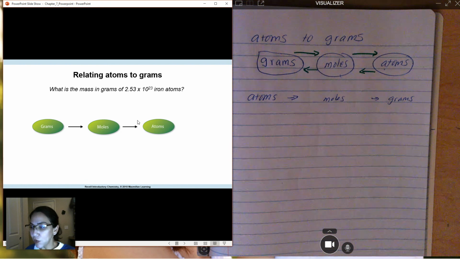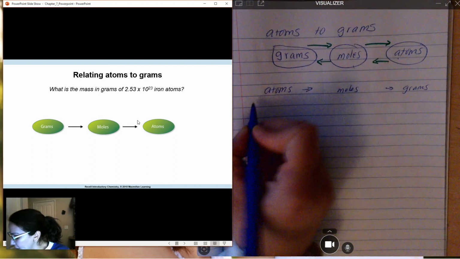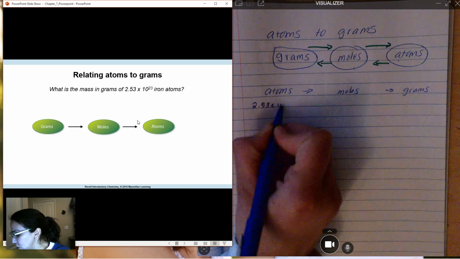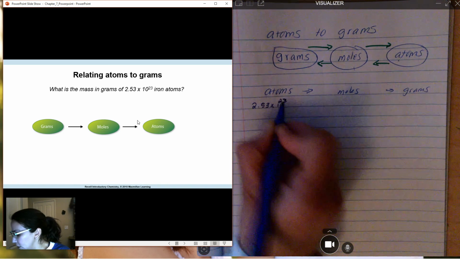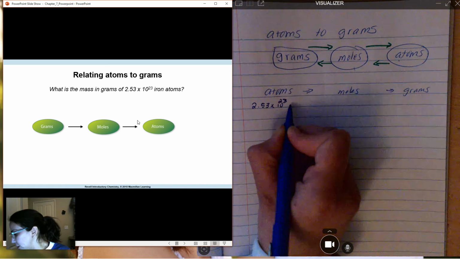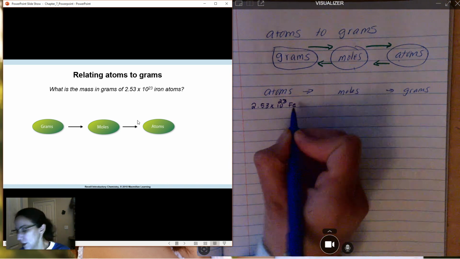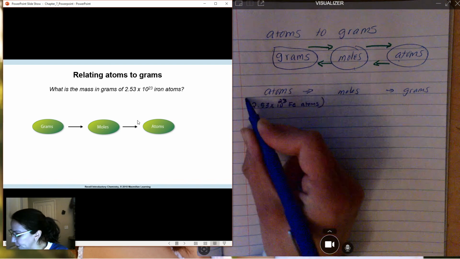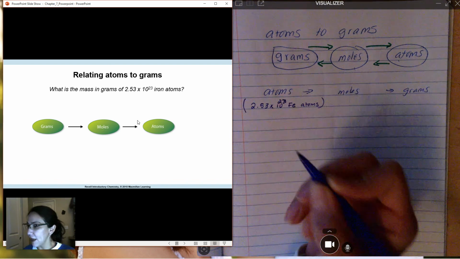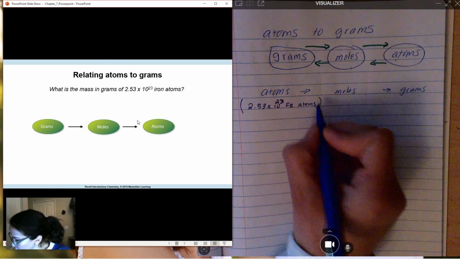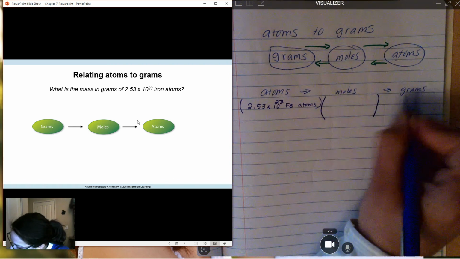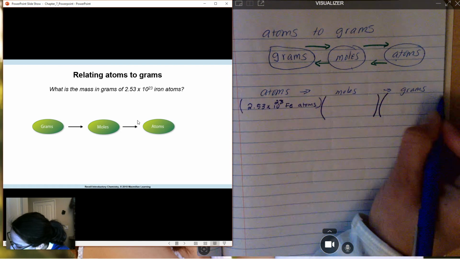Now, as I've said, we always start off with our given. Our given in this case is 2.53 times 10 to the 23rd iron, so Fe atoms. Okay. That's how many atoms of iron we have. Now I want to convert this into moles. Okay. And then I'm going to convert it into grams.